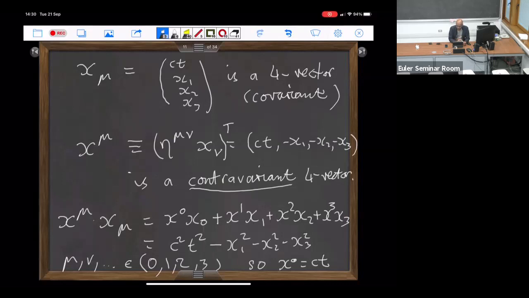So the interval, using the Einstein summation convention, is just written x upper mu, x lower mu, okay? And that's equal to x upper 0, x lower 0, plus x upper 1, x lower 1, plus the other two terms. And because x upper 1 is equal to minus x1, you get minus x1 squared here, and so on. Are there any questions about this?